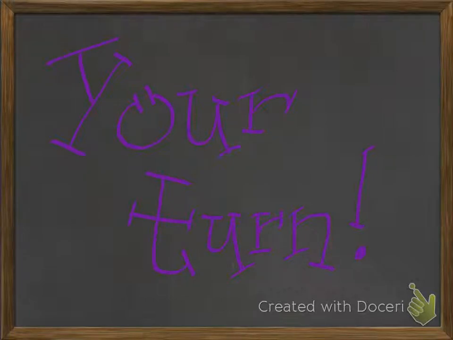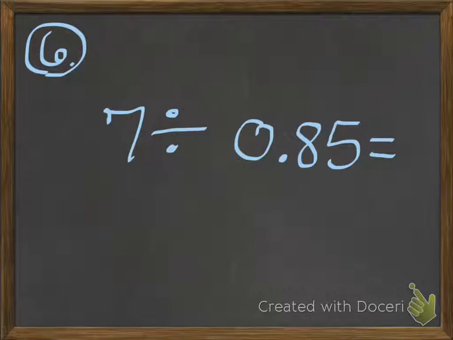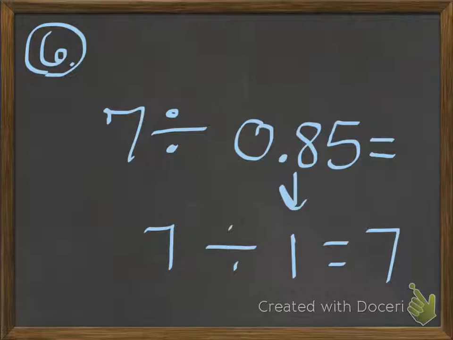Your turn. You're going to estimate each quotient. Remember, you're going to do each problem, pause the video, and then we'll check it together. Number 6, 7 divided by 0.85. Remember to round for compatible numbers. I'm going to round 0.85 all the way up to 1. It's not very far from 1. And then I've got 7 divided by 1 is 7. Not too hard, right?